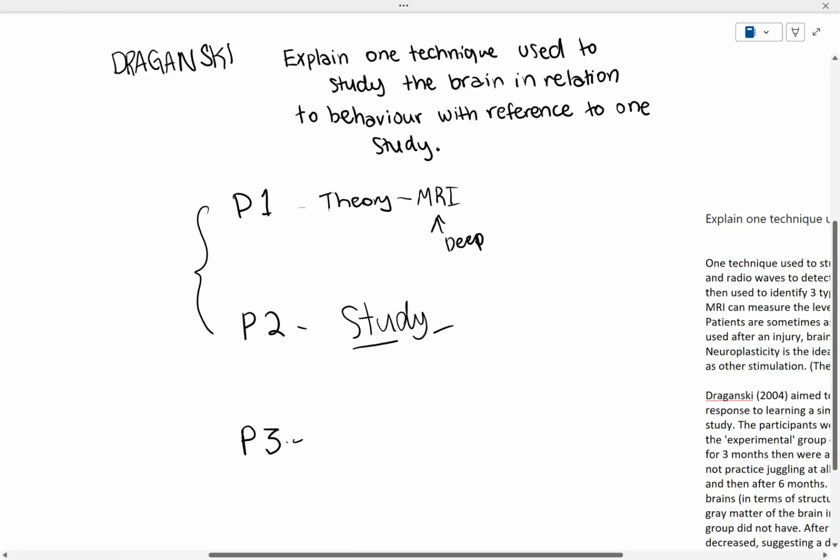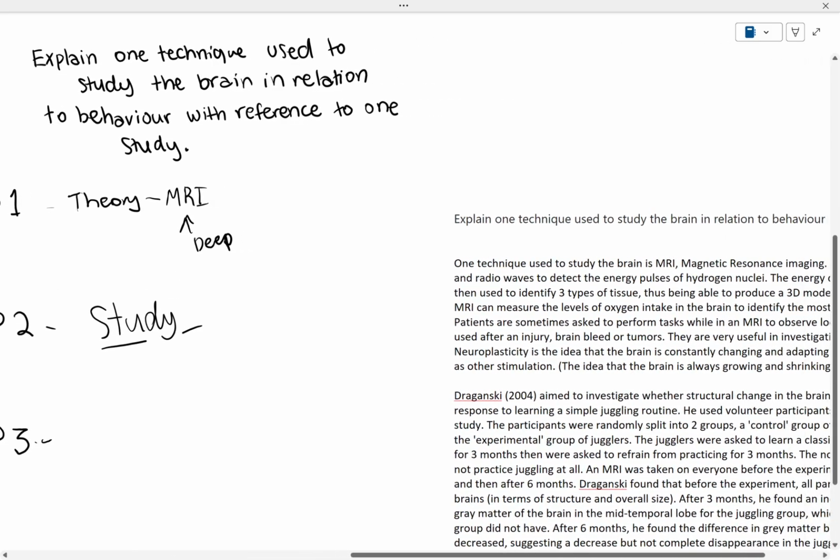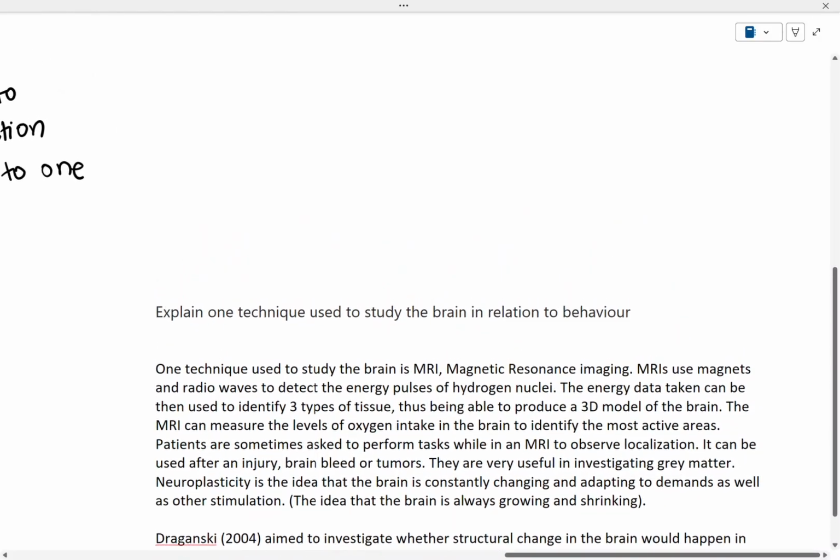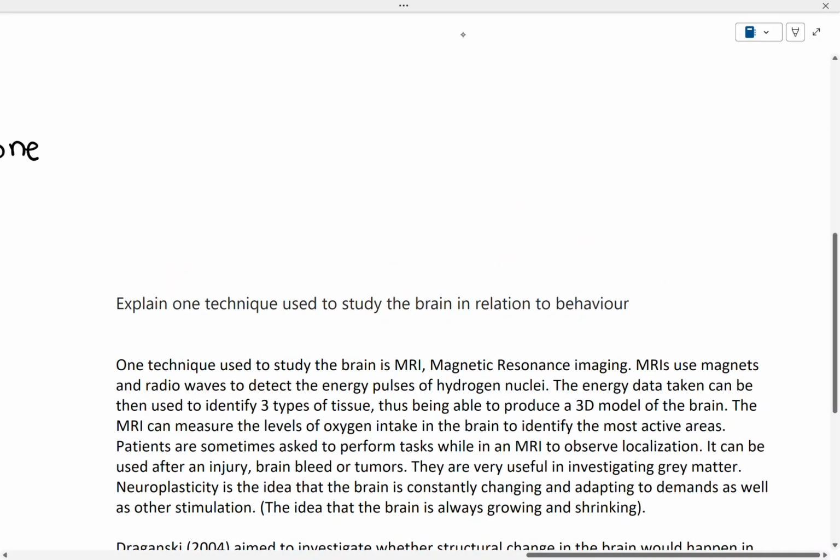Okay, now let's take a look at an example SAQ I've written here. It's not the best, I am aware, but it is just an example for you. So first, I'm introducing MRI. One technique used to study the brain is MRI, aka magnetic resonance imaging. And I'm talking about how it's used. It uses magnets and radio waves to detect energy pulses from hydrogen nuclei.